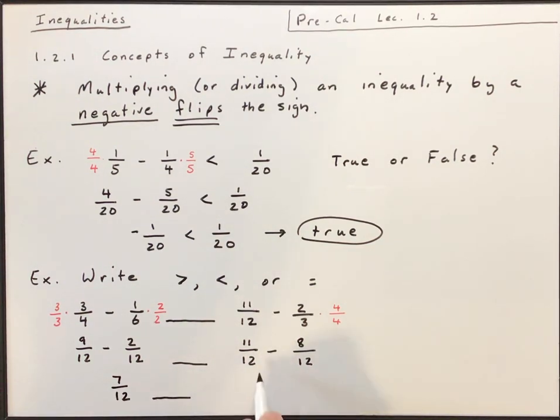And then a blank 3 over 12. 11 minus 8 is 3. And so what we're going to put in the blank is this greater than sign. It's not greater than or equal, so I move that out of the way to avoid confusion. But 7/12 is greater than 3/12. So that is your answer.